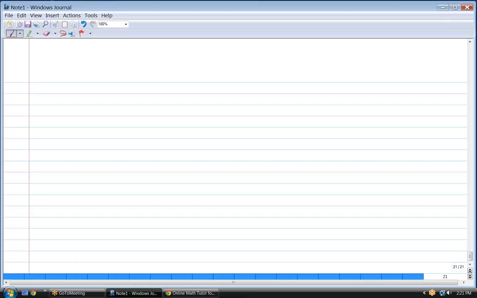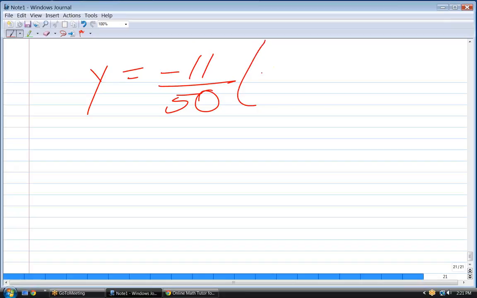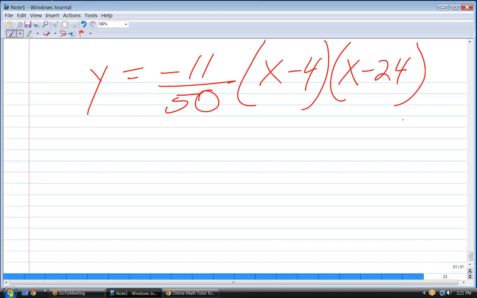Read the problem. Maybe I can figure it out. Okay, it says the entrance of a tunnel can be modeled by y equals -11/50, and then in parentheses, x minus 4, and then in a separate one, x minus 24. Okay. That is a quadratic. The reason I know is because when I multiply these two things together, I'm going to get an x squared as my first term. That makes it a quadratic.